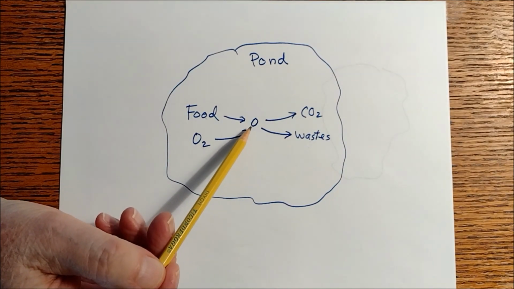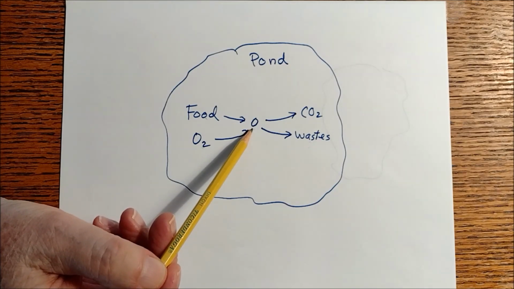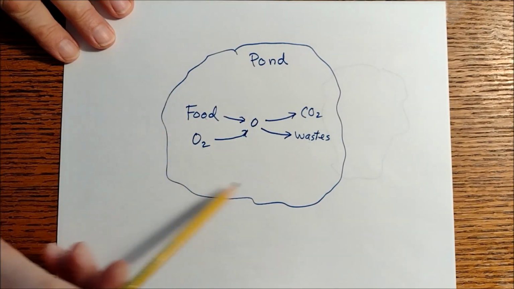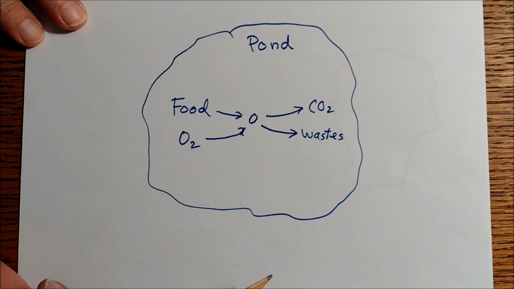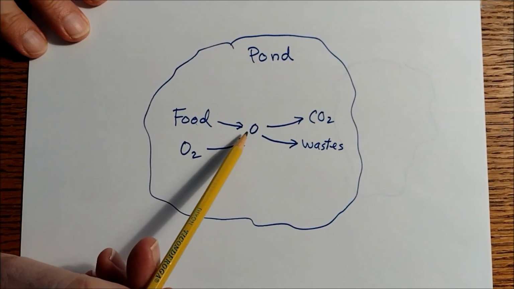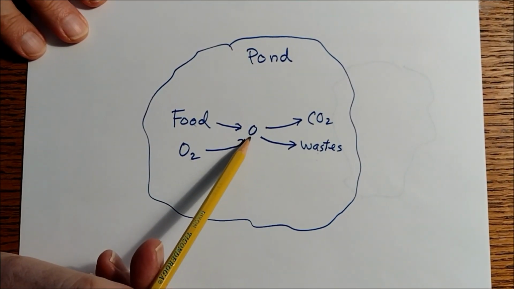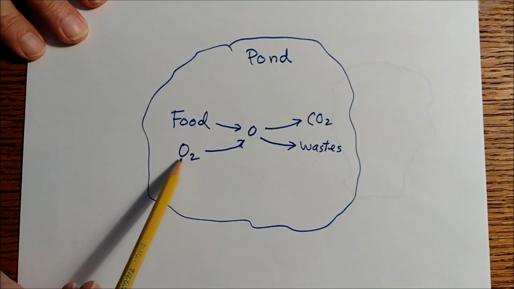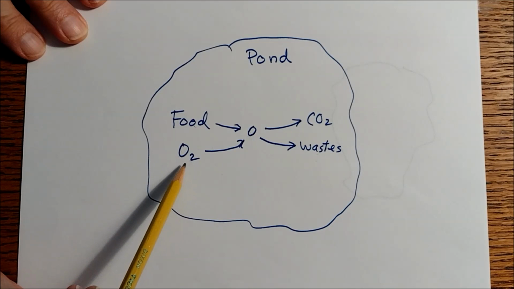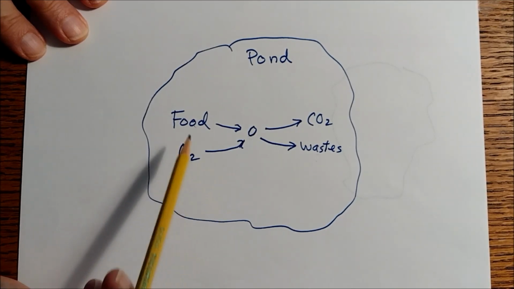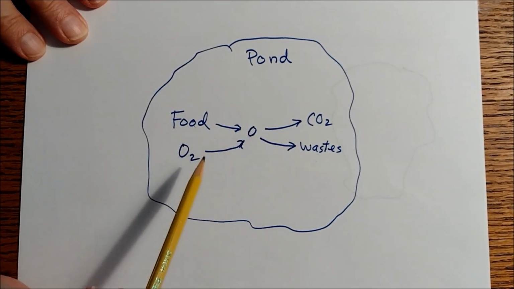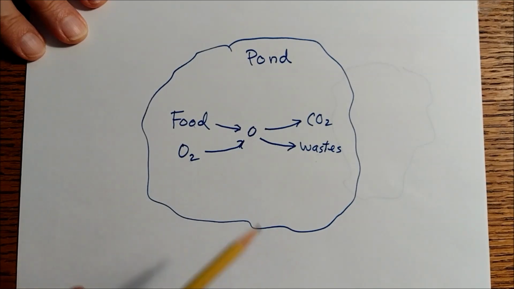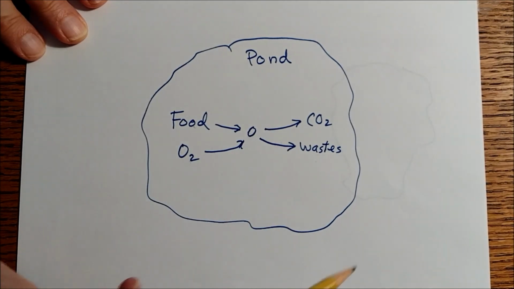Here's a little one-celled animal that's living in a pond. And the pond, of course, is full of water. Now, even this one-celled organism needs to have food and oxygen. By the way, this is how we're going to abbreviate oxygen, O2, 2 atoms of oxygen. Food and oxygen need to go inside this cell in order to allow it to function.